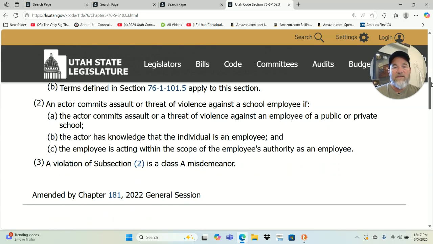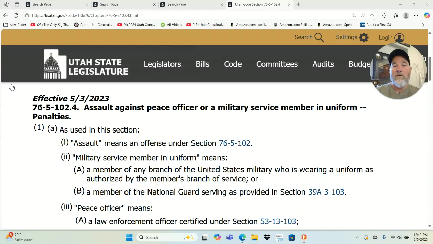And so if the person that he assaults or commits the threat of violence against is a school employee, this can be a school employee, like a teacher, for example, in a public or a private school. The actor must know that they are a school employee, and the employee must be acting within the scope of their duties as that school employee. So that teacher or other employee would actually have to be working at the school and not just off for the summer, or maybe not working during hours. They would actually have to be on duty working as a teacher. The actor has knowledge of that teacher's position in order for that to be assault on a school employee.